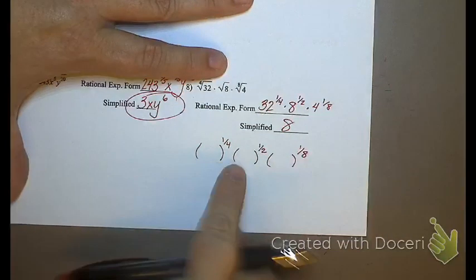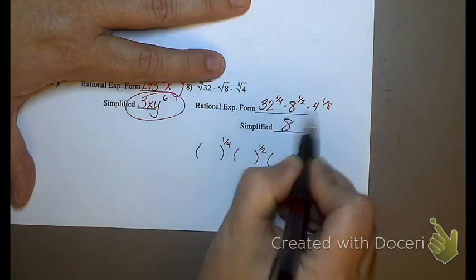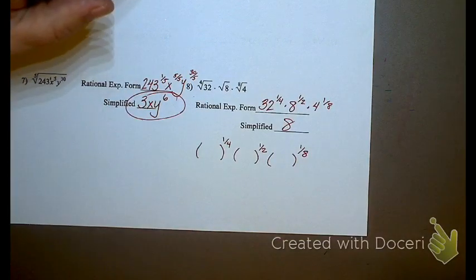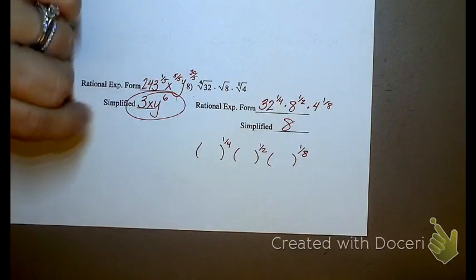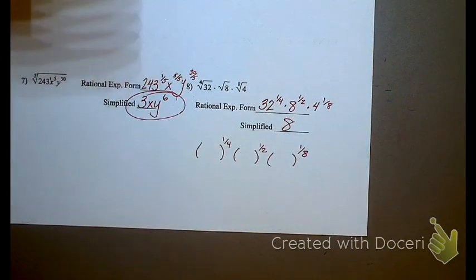Notice I left all those bases blank because I'm going to try and use exponent rules. And I know that 32, 8, and 4 can all be written as 2 to some power. Because as soon as I get things that have the same bases, I can add their exponents or multiply them. I can follow all those rules.